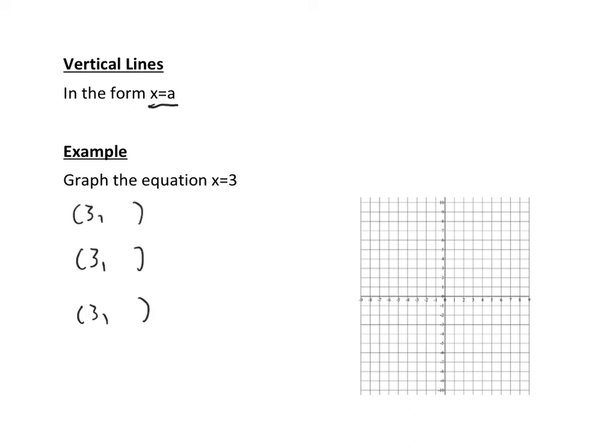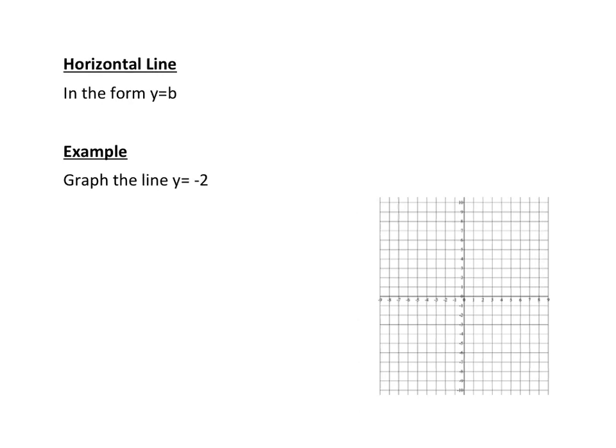So I can come up with 3 points very quickly because no matter what, x is 3. So (3, negative 1) would be a point on this line. (3, 2) would be a point on this line. (3, 5) would be a point on this line. (3, any number) would be a point on the graph x equals 3. If we plot these points, (3, negative 1), (3, 2), (3, 5), what you'll see is we get a vertical line through x equals 3, through the value of 3.